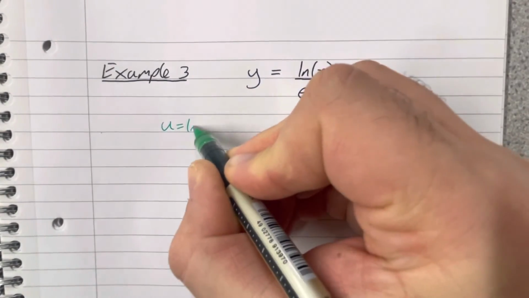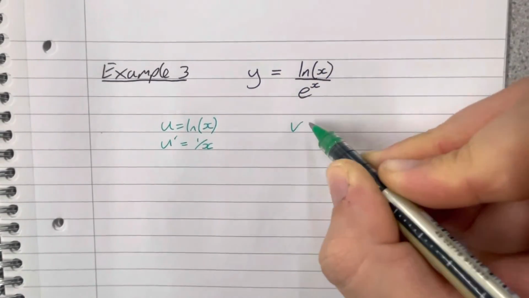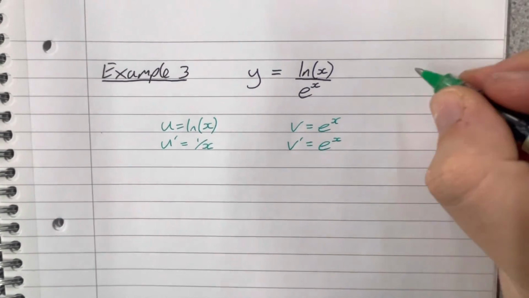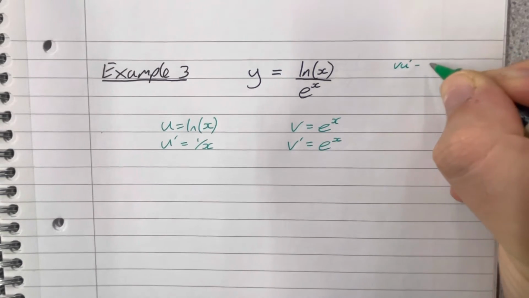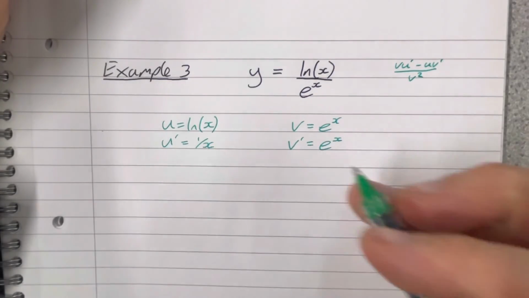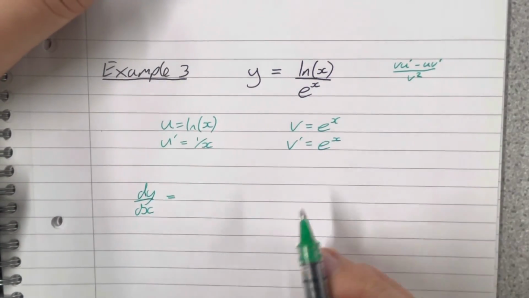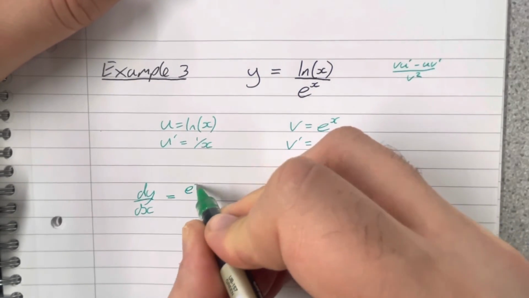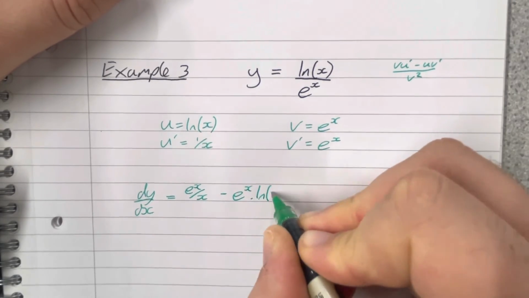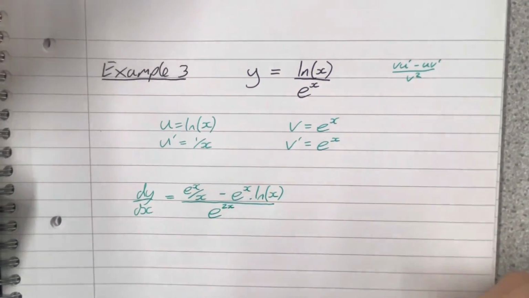Example 3. u is the log of x, which means u primed is 1 over x. v is e to the x, which means v primed is also e to the x. And we're going to have vu primed minus uv primed, all divided by v squared. Plug those into the formula. We're going to end up with dy by dx is equal to e to the x over x minus e to the x log x, all divided by v squared, which is e to the 2x.